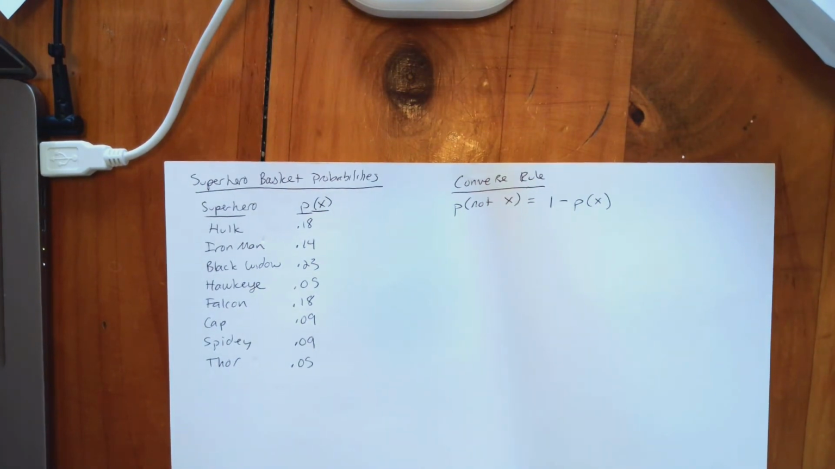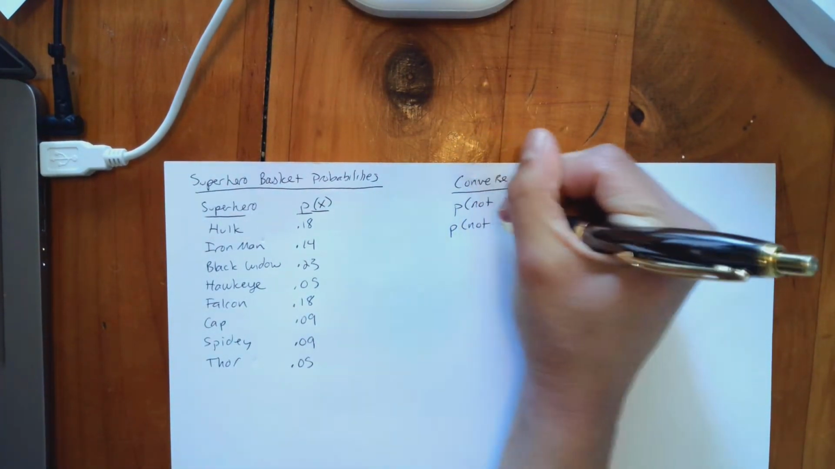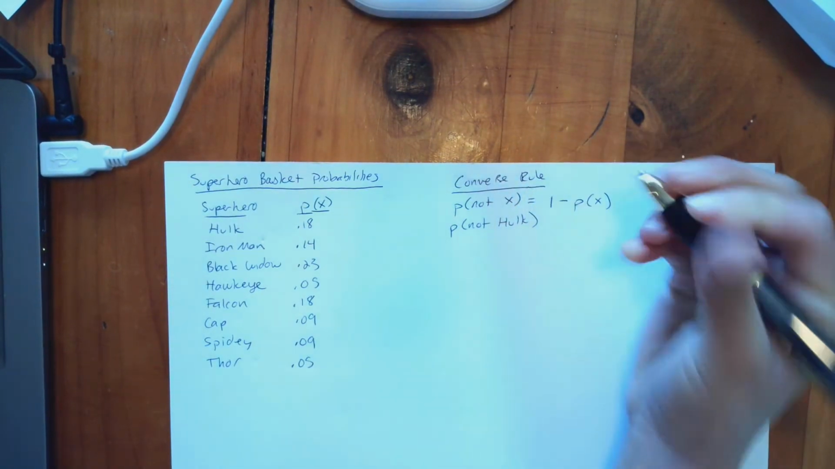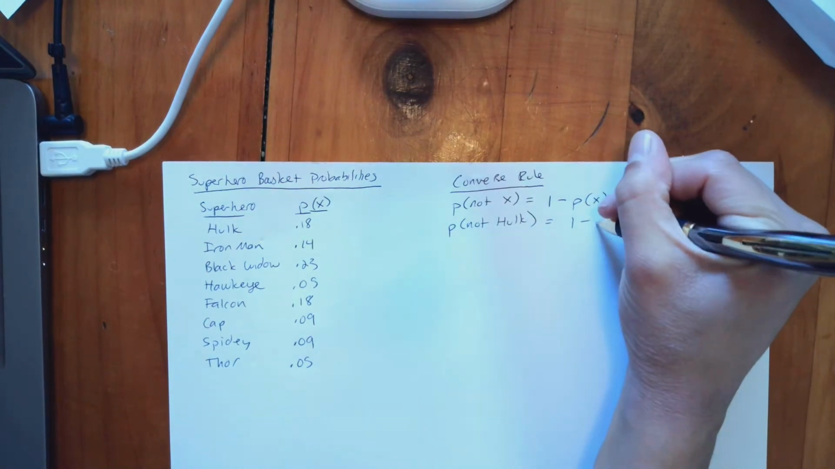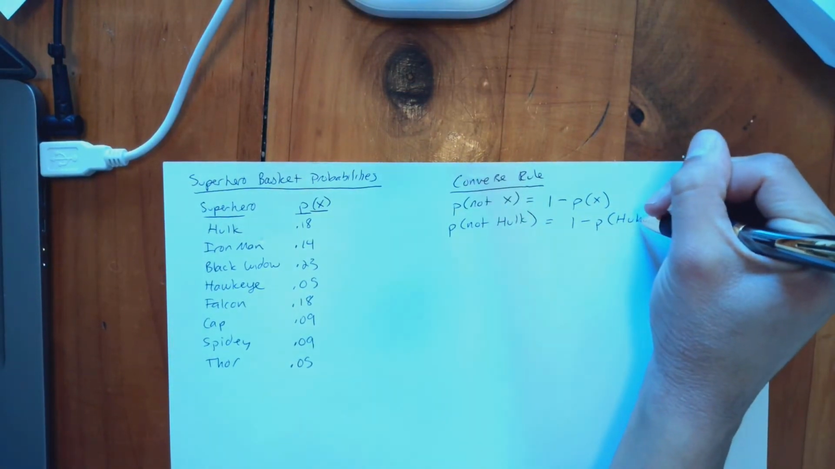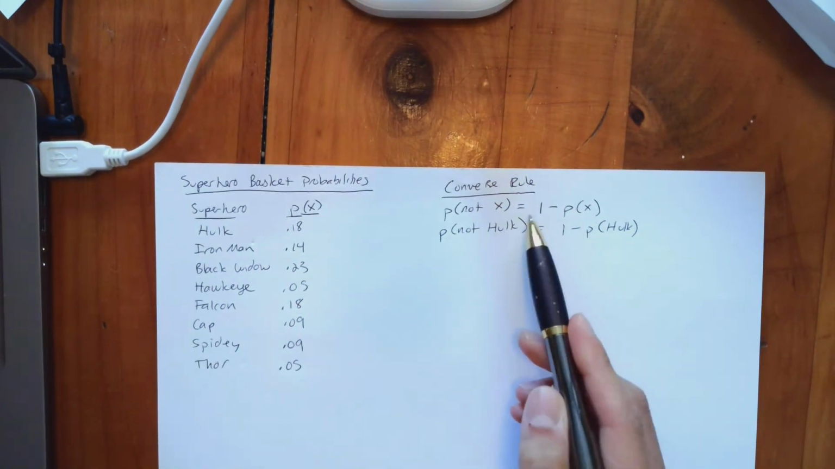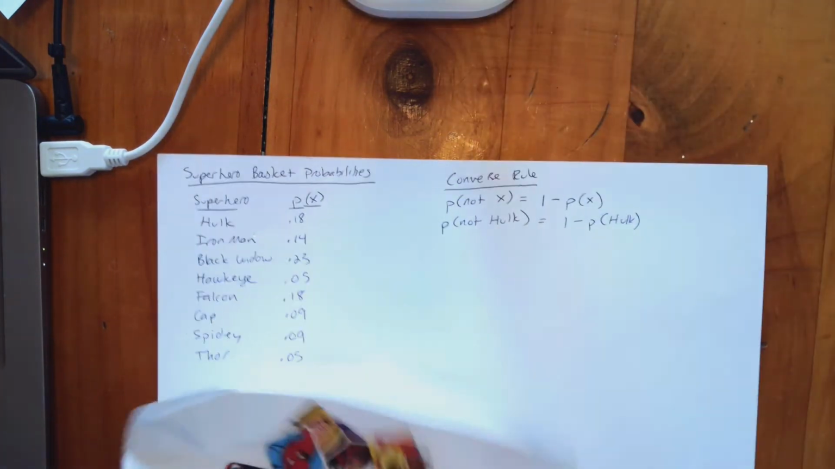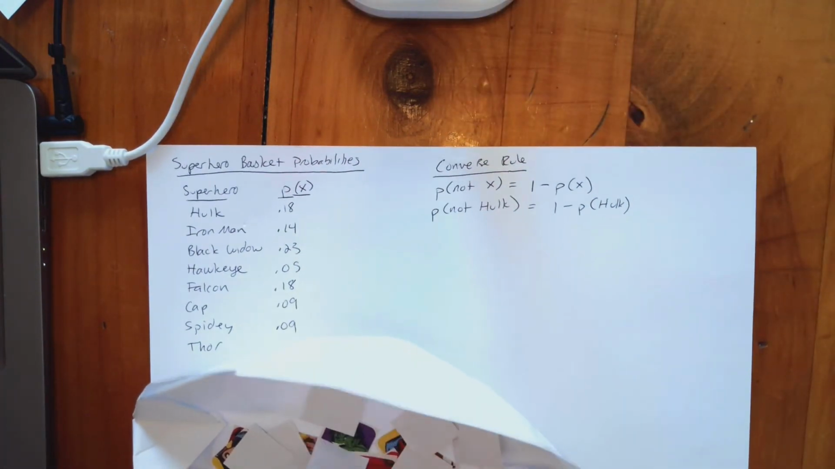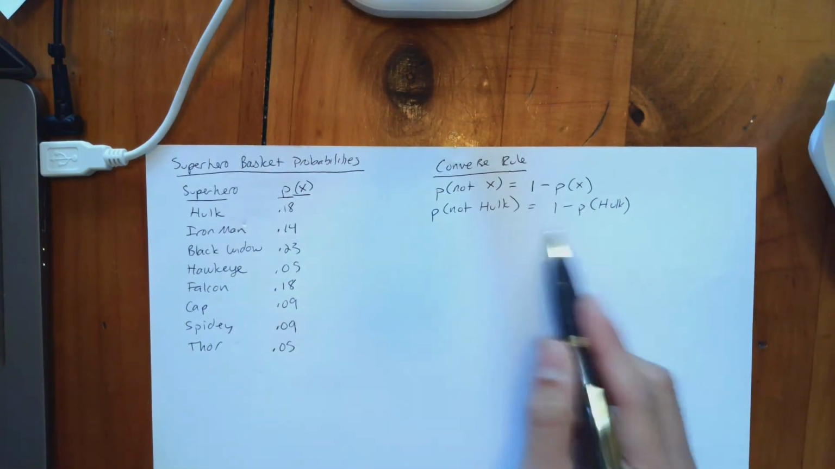And we can do an example here. I'll just start at the top with Hulk. We're going to say the probability of getting not Hulk is going to be equal to 1 minus the probability of getting Hulk. So we're saying the probability of not x is equal to 1 minus the probability of x. That means the probability that I'm going to reach in here and pick up somebody who's not a Hulk, we're going to find using this equation.